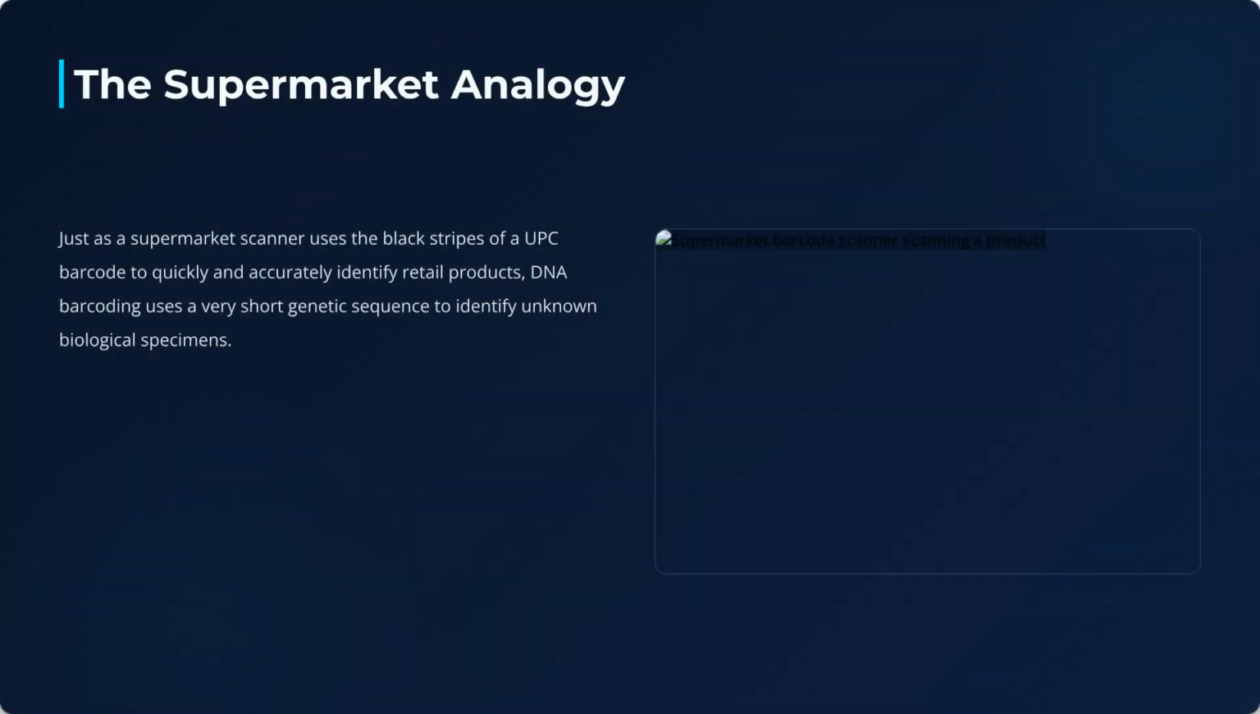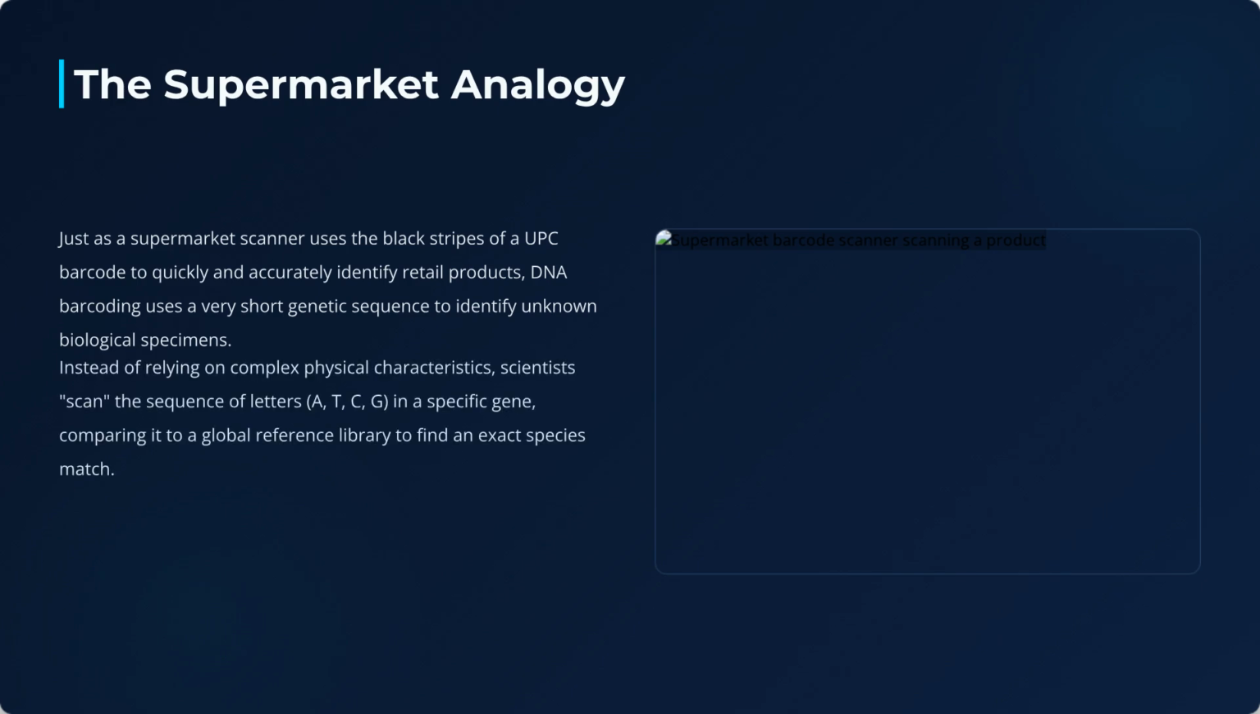The supermarket analogy helps illustrate this concept. Like a scanner reading a UPC barcode, DNA barcoding uses a short genetic sequence to identify specimens. Scientists scan the genetic letters and compare them to a reference library for an exact species match.